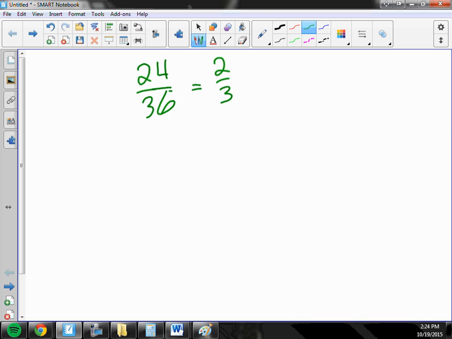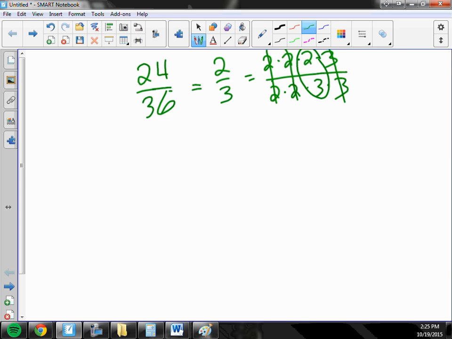If I factor 24, 4 times 6, which breaks down into 2 times 2 times 2 times 3, right? 36 breaks down into 6 and 6, which is 2 times 2 times 3 times 3. Would you agree that all three of these fractions are the same? Okay. Now, what is 2 divided by 2? 1, and 1 times anything is 1, so I can cross those off. Anything else? Another set of 2's and a set of 3's, and I'm left with 2/3.